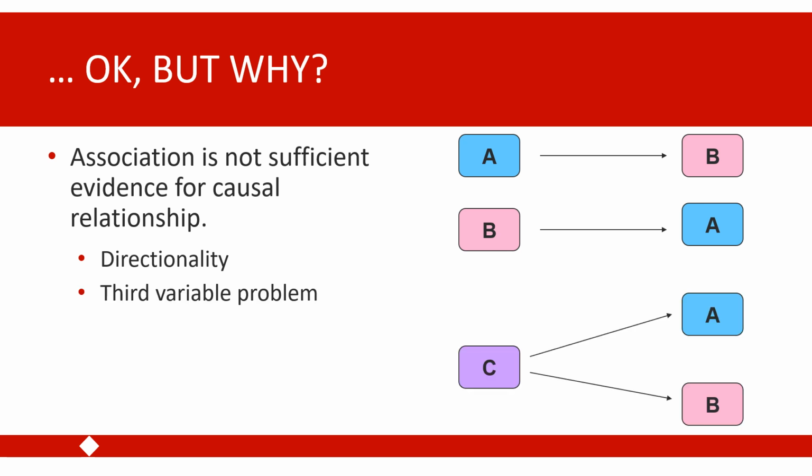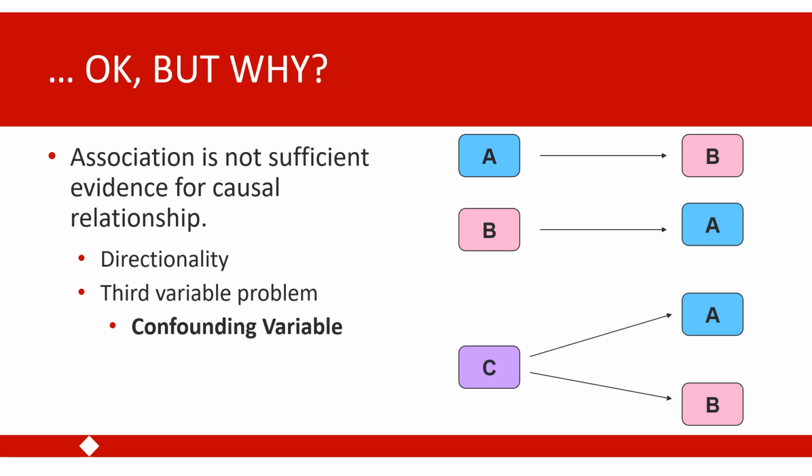And we also have what we call the third variable problem. So if two variables are related to one another, one possibility is that one of those variables causes the other. But another possibility is that both of those variables are being caused by a third variable, a variable that you have not measured, and that the relationship between that third variable and the variables that you have observed is the reason that your variables look like they are related to one another.